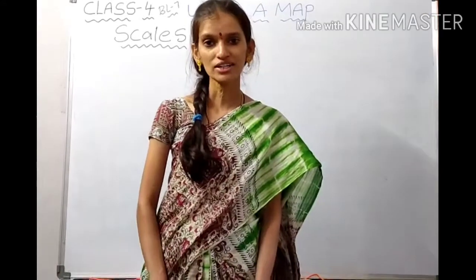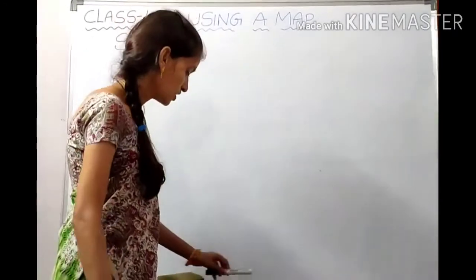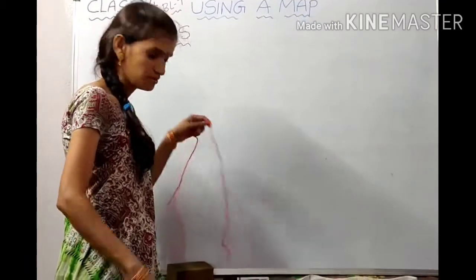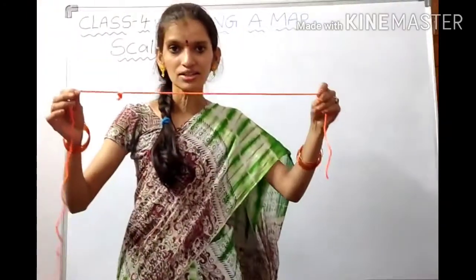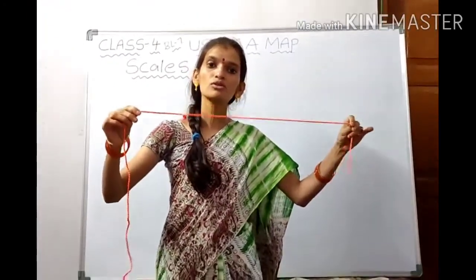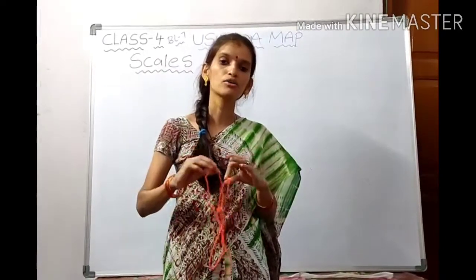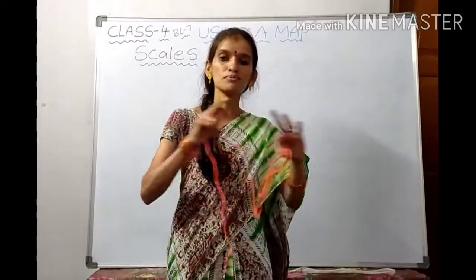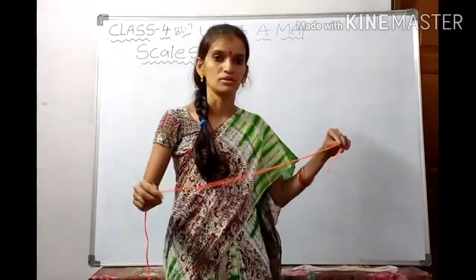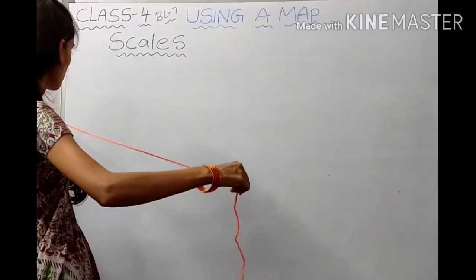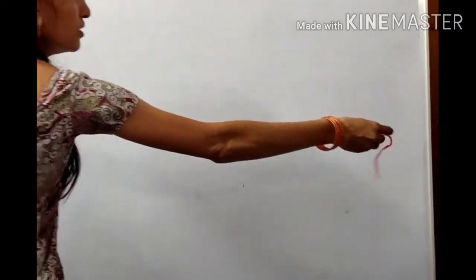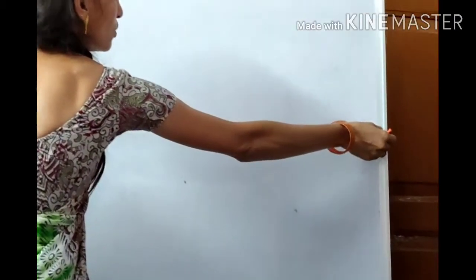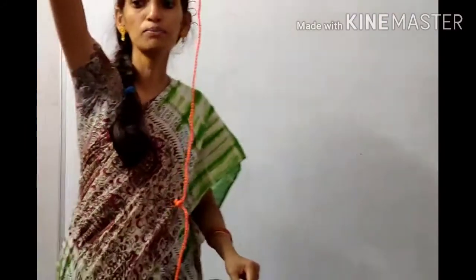Let us do one activity, children. Take a thread and measure the length of the blackboard. I hope you all have the blackboard. If it is not there, you just measure the length of the table. See, I am measuring the board. I have measured the board and this is the length of my board.